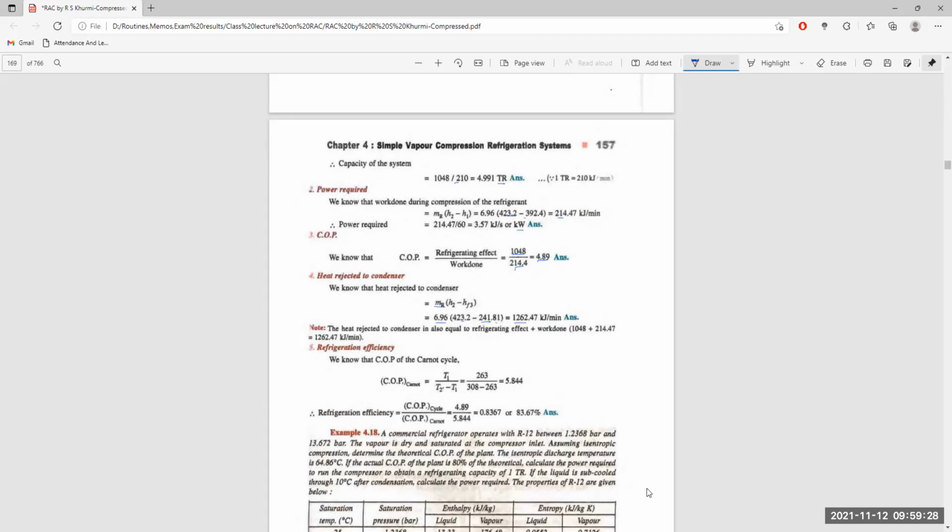The heat rejected in the condenser is equal to the refrigerating effect plus work done. So if we add them together, the refrigerating effect calculated plus the work done, we are supposed to get the same value.